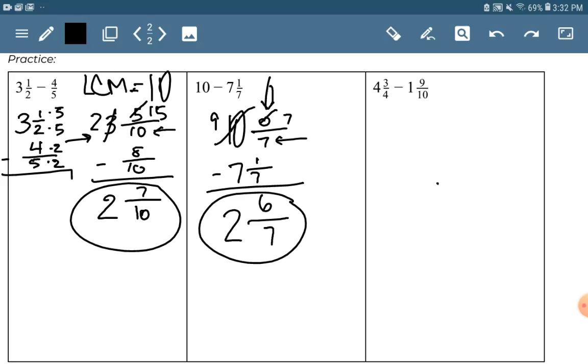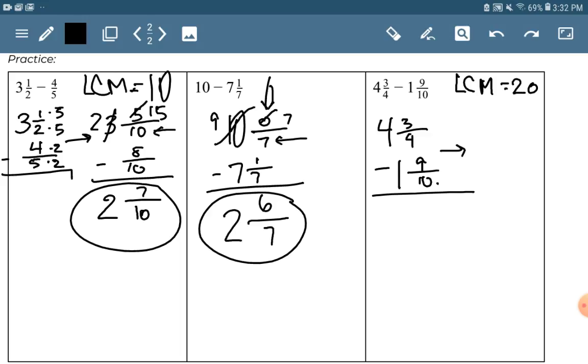For the final example, I have 4 and 3/4 minus 1 and 9/10. I'm going to start by writing it vertically. First number on top. Second number on bottom. Line up your whole numbers and your fractions. My denominators are a 4 and a 10. Those are not the same, so I need to find a least common multiple or a least common denominator. The smallest one that you can use here is 20.